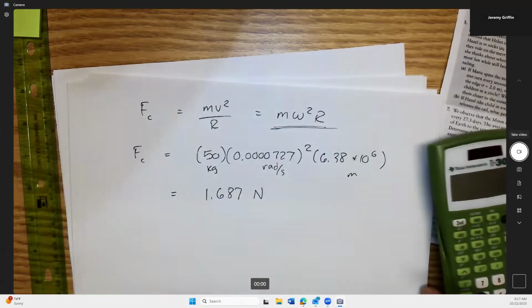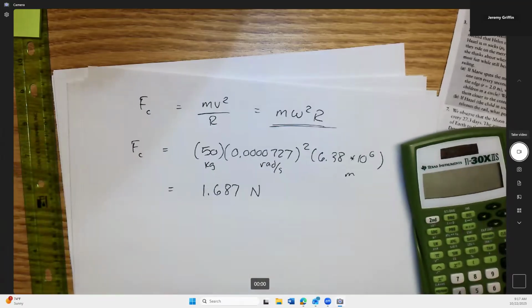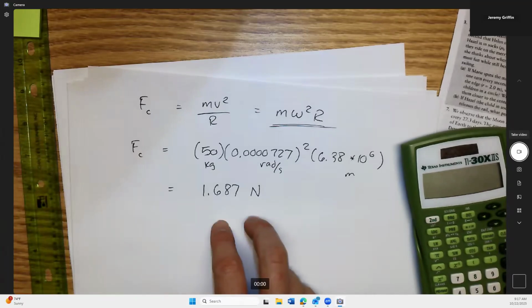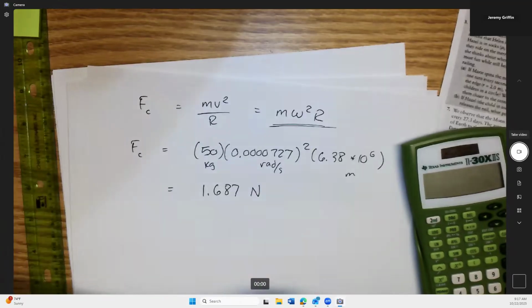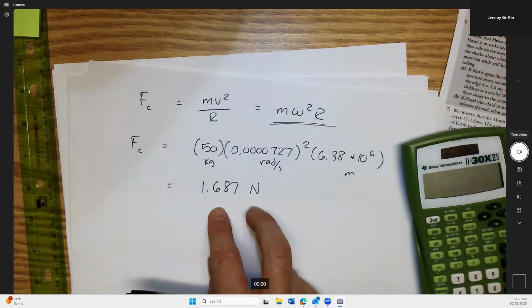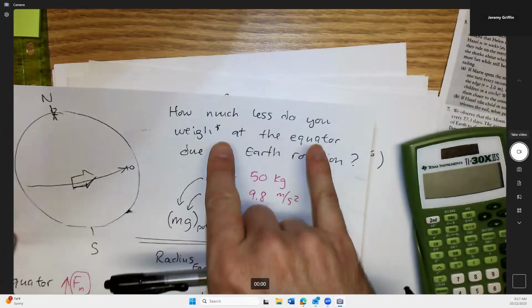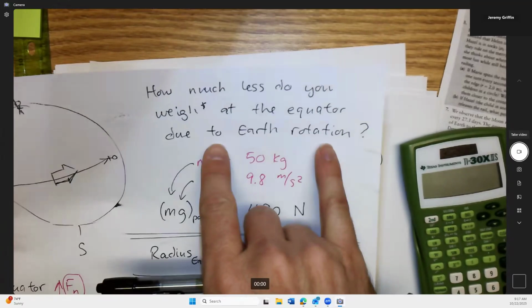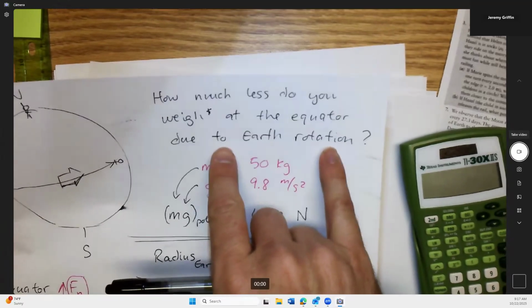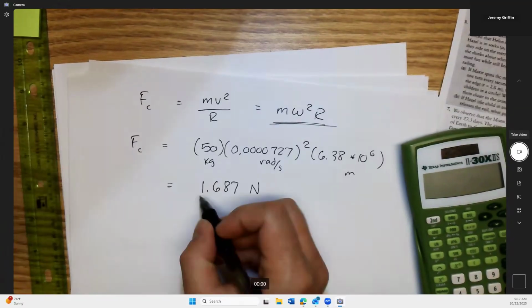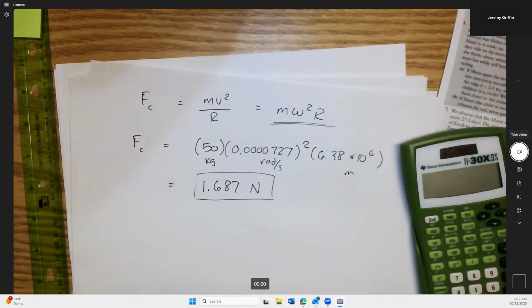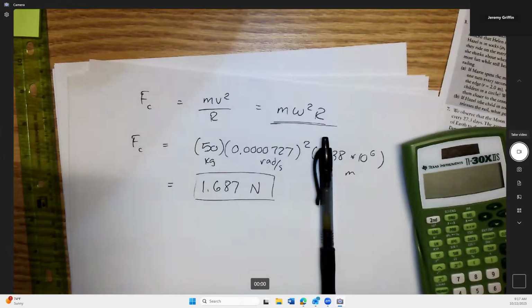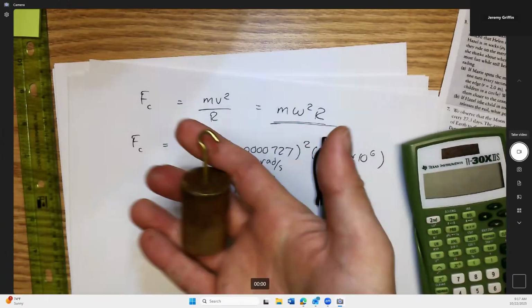So what does that mean? It means he's getting pulled towards the center at that many newtons. So yeah, that is the net force on the skier. Actually, does that answer the question how I phrased it? How much less do you weigh at the equator compared to the pole? Yeah, actually, that's the answer right there. He weighs almost 2 newtons less. No, 2 newtons, because here's a 2 newton weight right here.